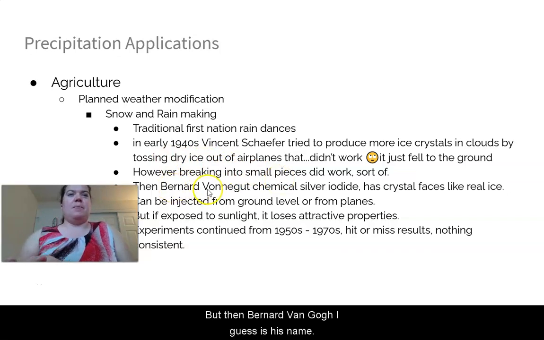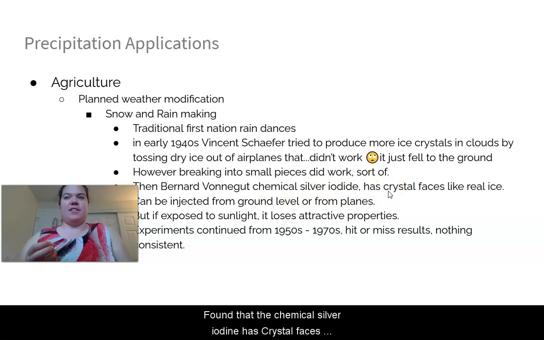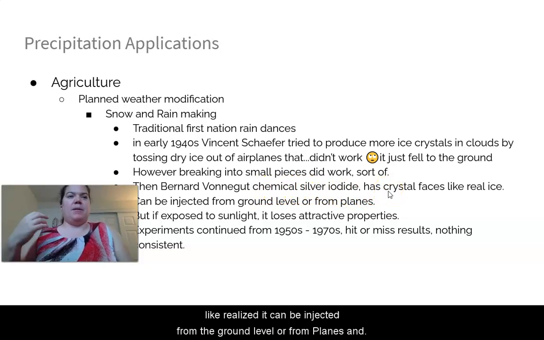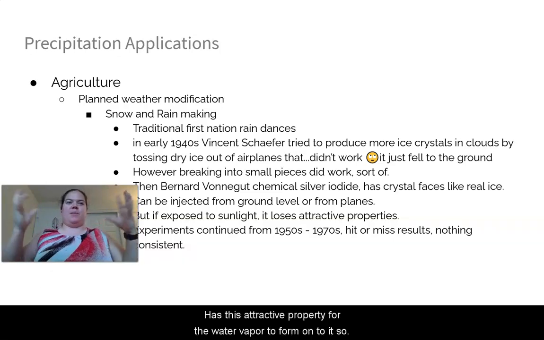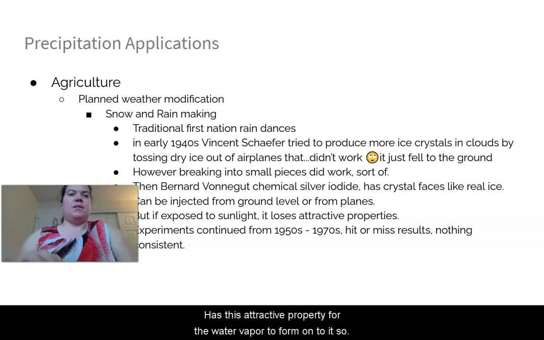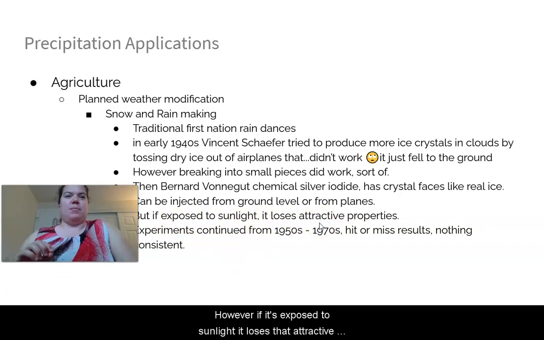But then Bernard Vonnegut, I guess is his name, found that the chemical silver iodide has crystal faces like real ice. It can be injected from the ground level or from planes, and it has this attractive property for the water vapor to form onto it. However, if it's exposed to sunlight, it loses that attractive property.